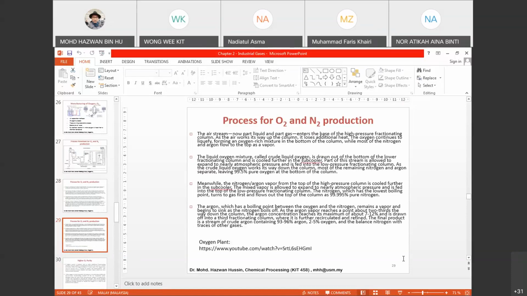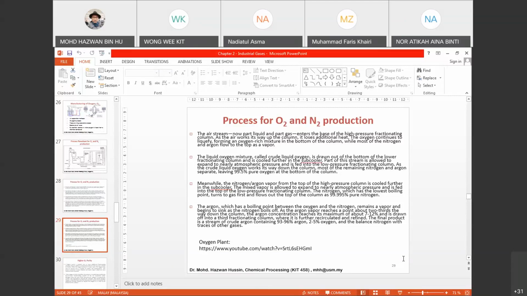So the air stream, now part liquid and part gas, enters the base of a high pressure fractionation column. As the air works its way up the column, it loses additional heat. The oxygen continues to liquefy, forming the oxygen-rich mixture at the bottom of the column, while most of the nitrogen and argon flow to the top of the column as a vapor.